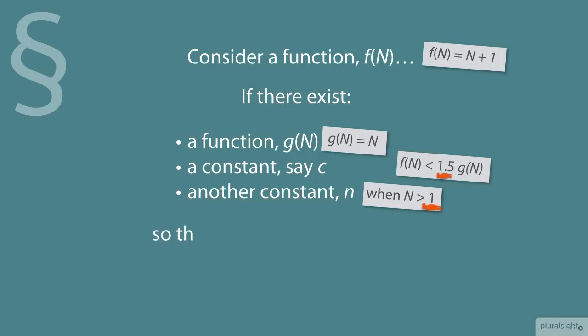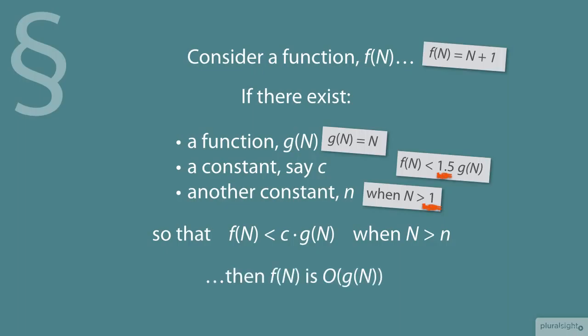If we can bound f below c times g of n, whenever the input size is larger than small n, then f is said to be big O of g of n. And again, we normally just write whatever g of n actually is, instead of writing g of n explicitly.